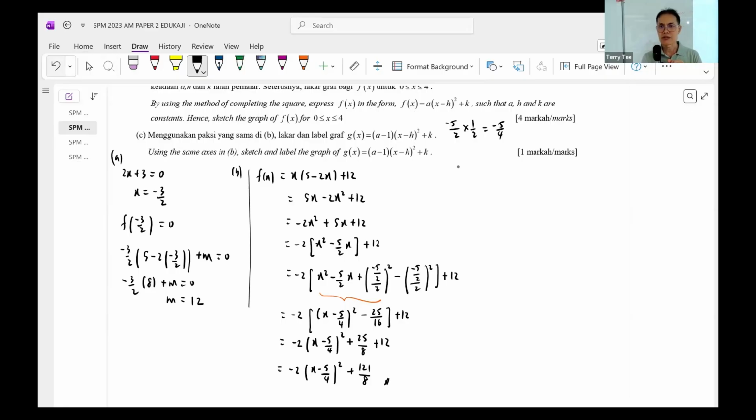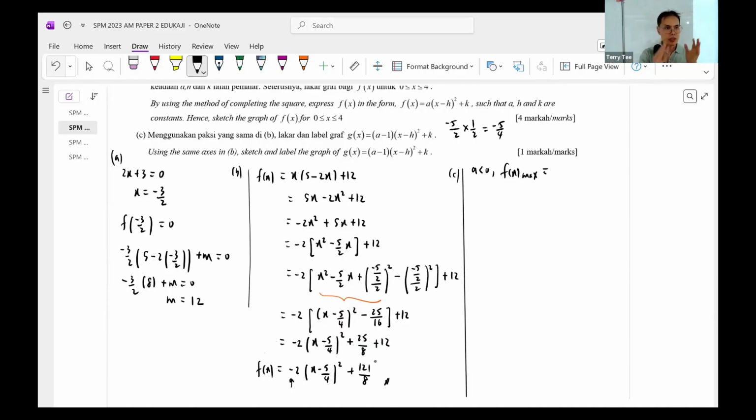Okay, how do you draw this graph? Ayo, my line is very ugly. How do you draw this graph? It's a quadratic. Is it a maximum or minimum? Maximum. How do I know it's maximum? Your coefficient of x squared, a, is less than 0, so your f(x) has a maximum value.